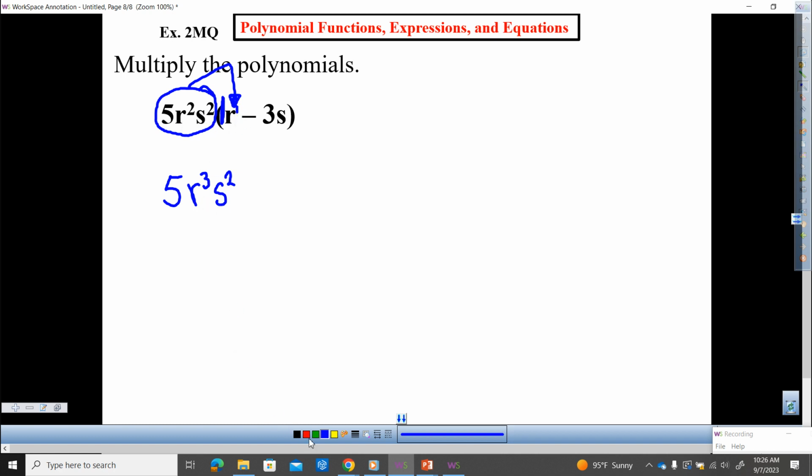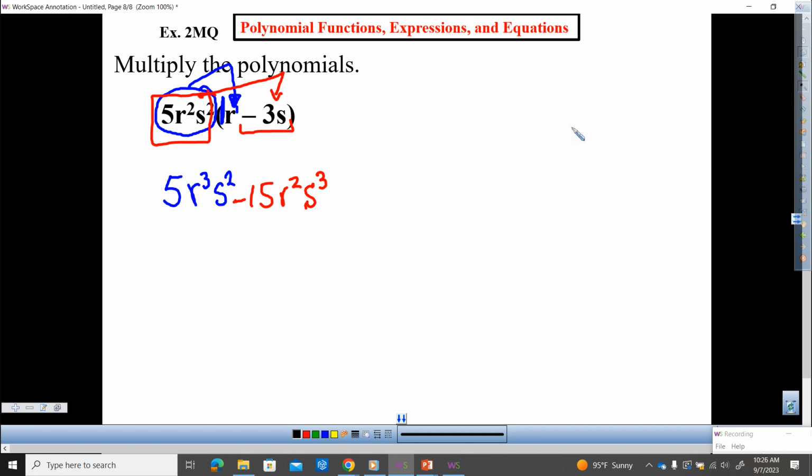Okay? And then what do we do? Continue with this times negative 3s. That is correct. So then, therefore, we get... hands, have you got that? All right. Let's go to the area model.